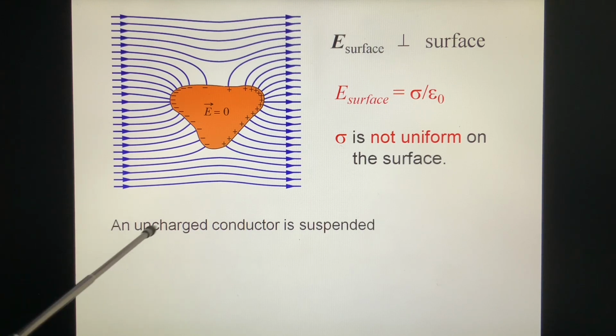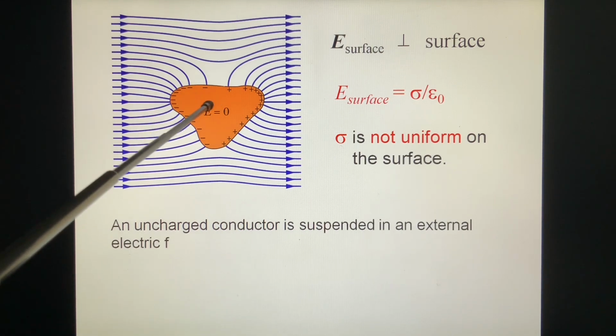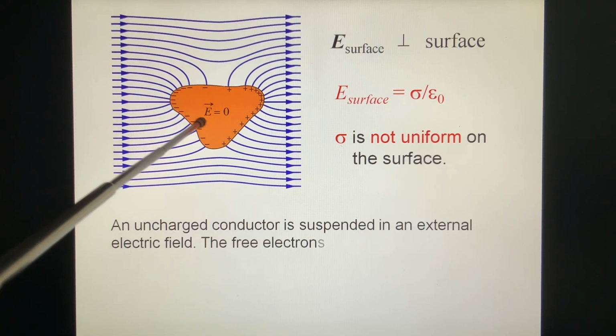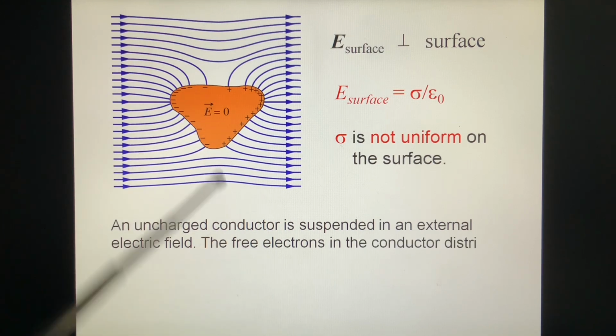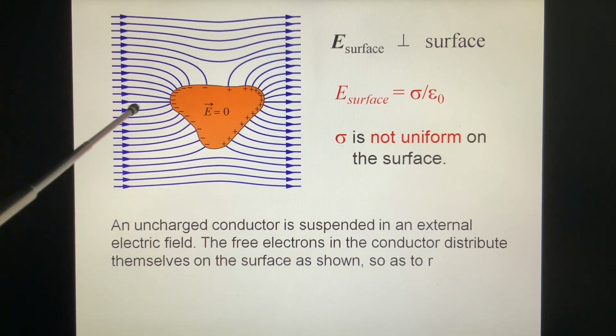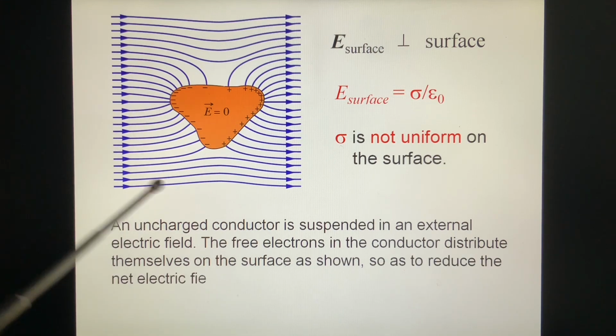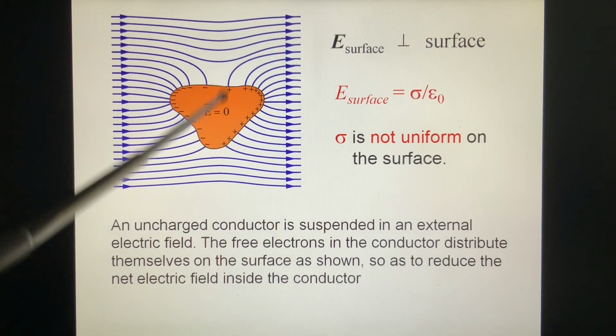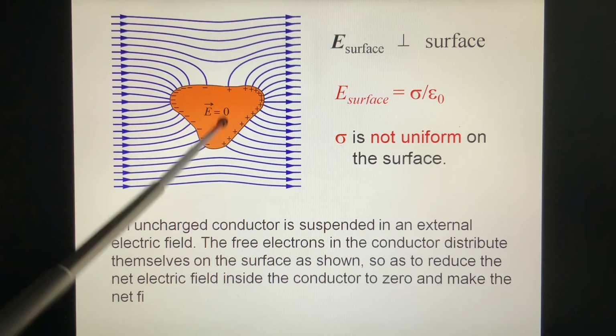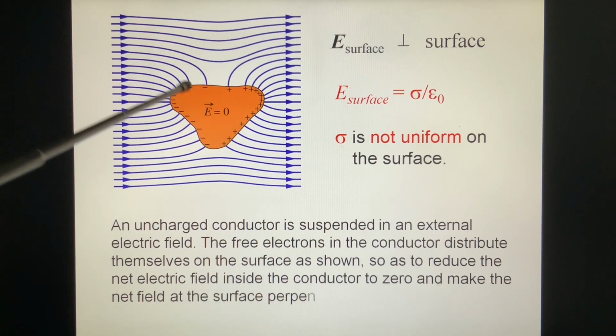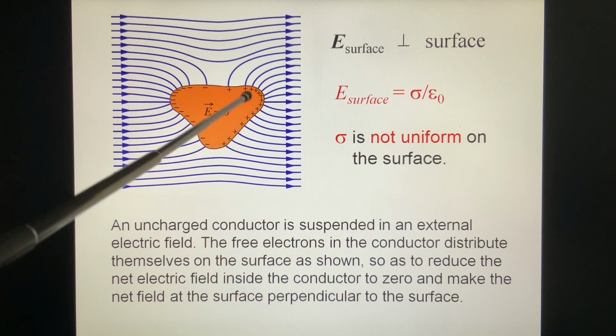An uncharged conductor is suspended in an external electric field. The free electrons in the conductor distribute themselves on the surface so as to reduce the net electric field inside the conductor to 0 and make the net field at the surface perpendicular to the surface, because the electrons redistribute.